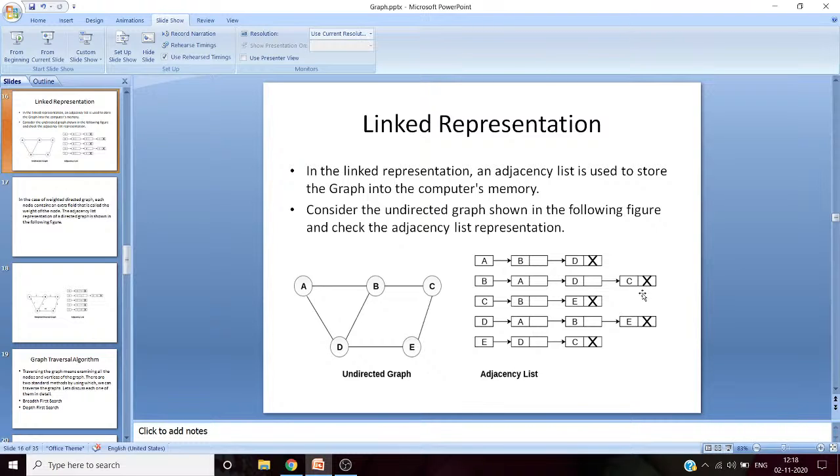You have to check if the node is processed or not. If it is processed, then you don't have to worry about it. If it is not processed, not inserted, you have to insert it. Clear?